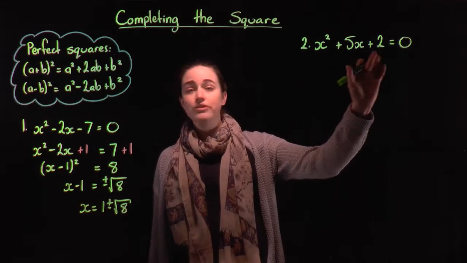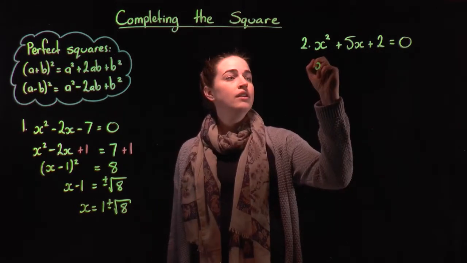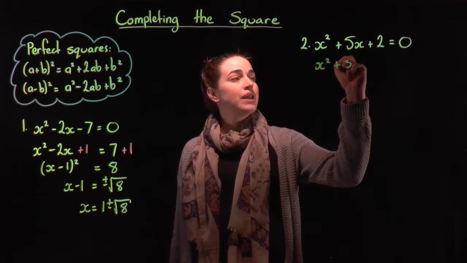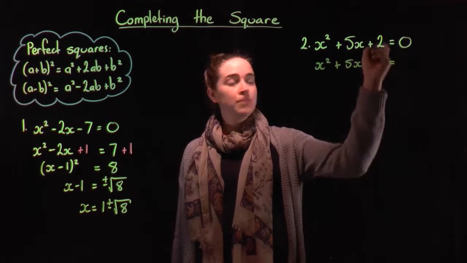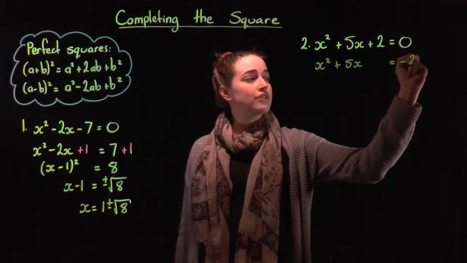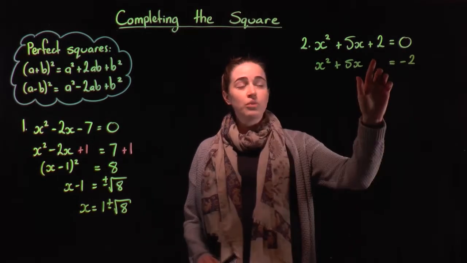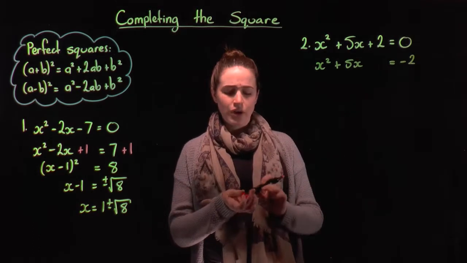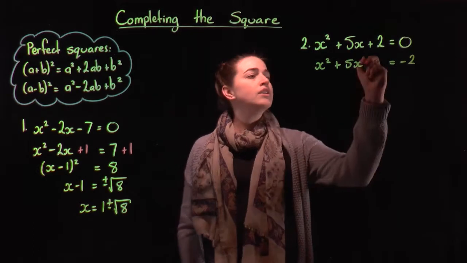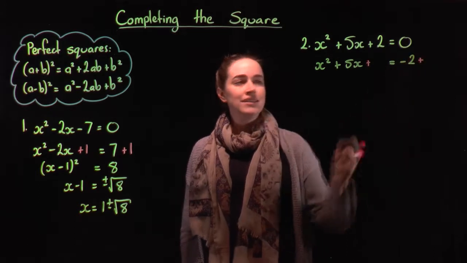So again, we're going to move this constant term out of our way. So we're going to have x squared plus 5x equals, because it was a plus 2, we would have to minus 2 from both sides. Now we want to figure out what term we're going to add in here, and it is always going to be that we're adding something. So we need to figure out what we're going to add there.